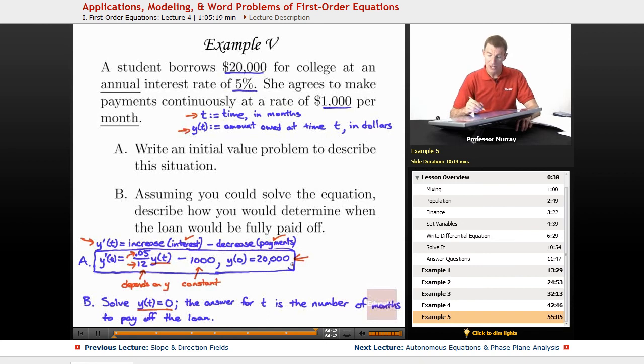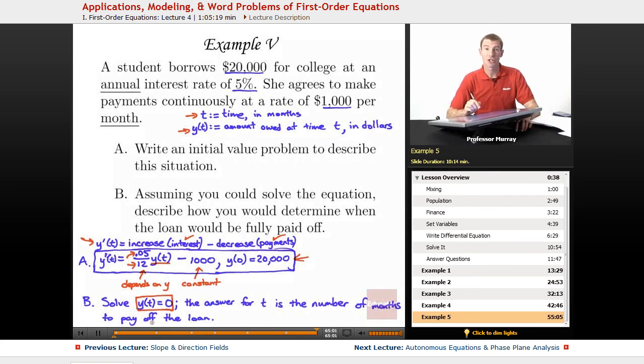But the question just asked how we would figure out when the loan would be paid off. So in order to do that, we set y of t is equal to 0, and then the answer, whatever we get when you solve that for t, would be the number of months to pay off the loan, because t was measured in months.